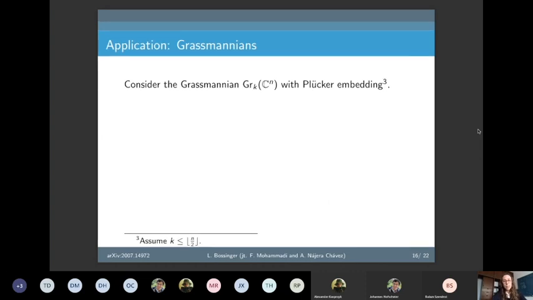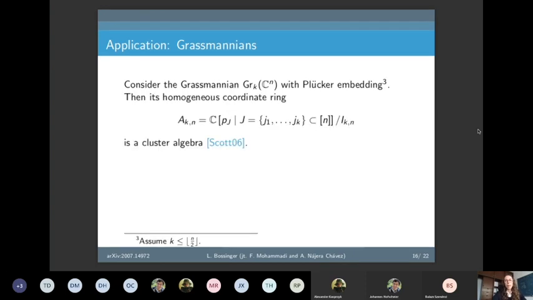So more generally, if I consider an arbitrary Grassmannian Gr(k,n) with its Plücker embedding, then its homogeneous coordinate ring is a quotient of the polynomial ring in the Plücker coordinates, or Plücker variables, that are indexed by k-element subsets of the index set 1 to n, and I quotient by this ideal I_{k,n}, that's the famous Plücker ideal. For this algebra, Scott showed in 2006 that it has the structure of a cluster algebra.